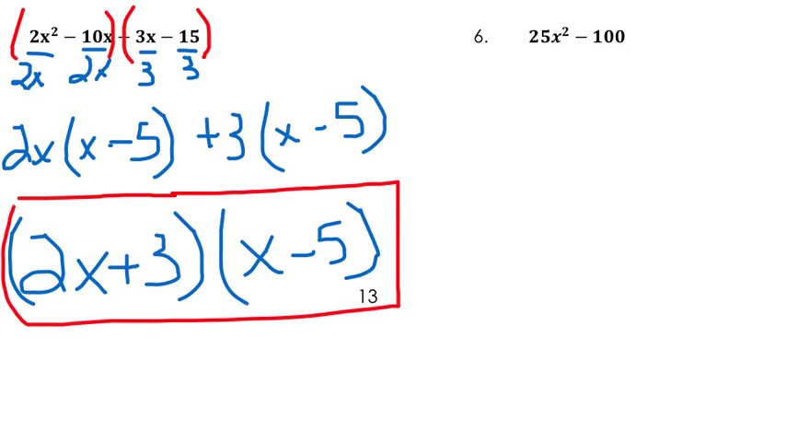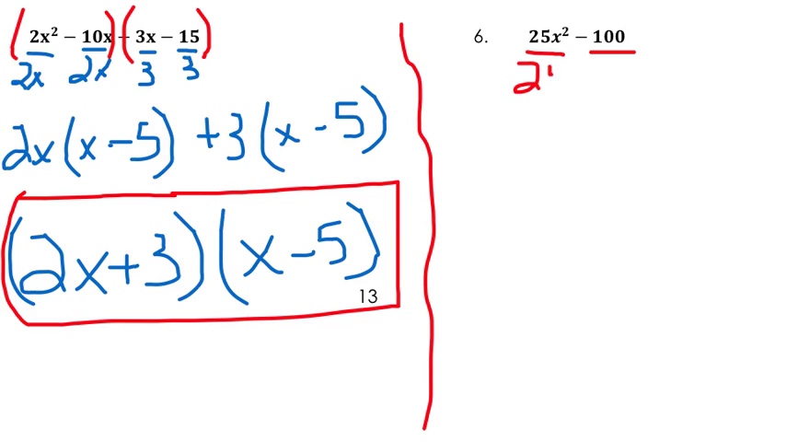For number 6, again, it looks a little different. We don't have 3 terms, but let's still stick with that process. We're going to start by looking at a GCF. So between these two terms, I've got 25x squared, and I've got 100. I can't pull out any variable because this one doesn't have an x here, but 25 actually goes into both 25 and 100. So I'm going to pull out a 25.